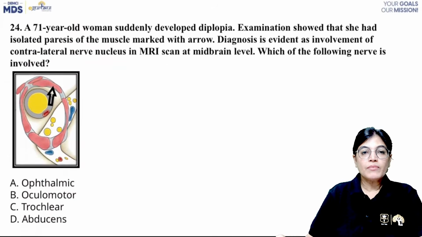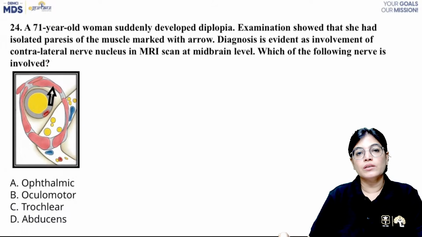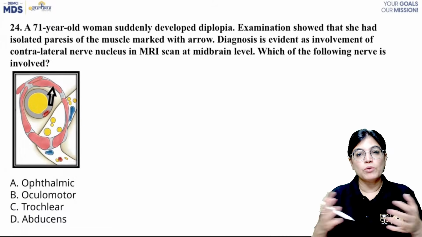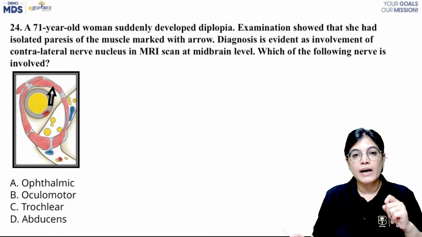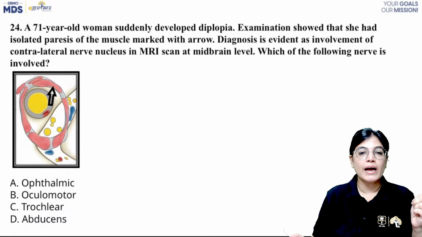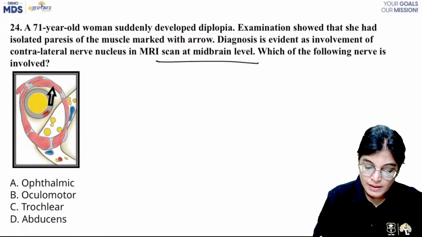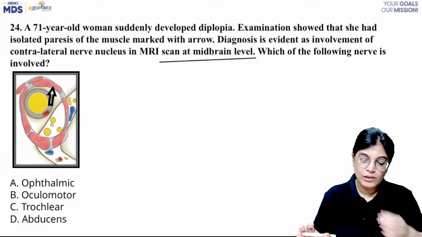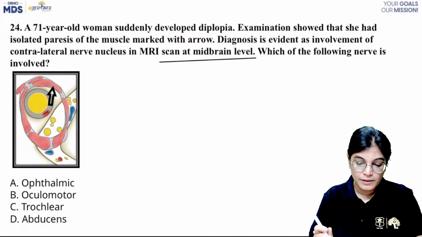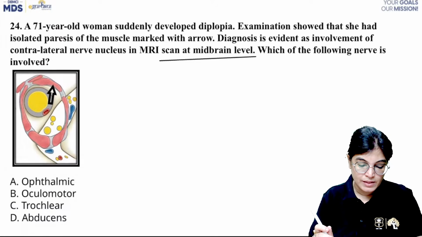So basically this is again an image based question. You can see here a 71-year-old woman is having diplopia. Examination is showing paralysis of the muscle marked with the arrow. So diagnosis and involvement of contralateral nerve in MRI, in the midbrain. So yes, the nerve is at the level of midbrain. Which of the following nerves is involved?